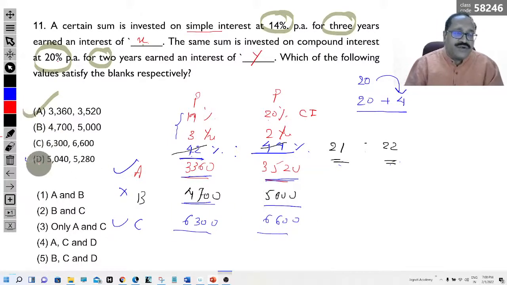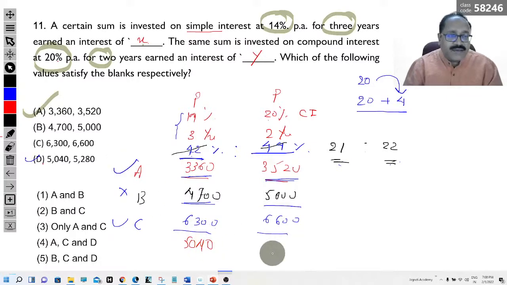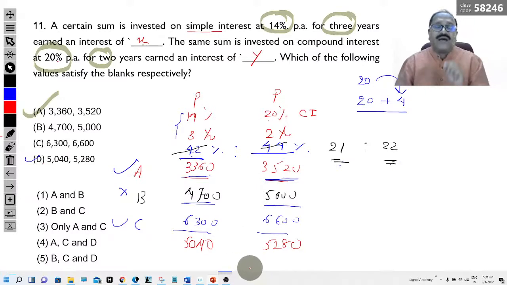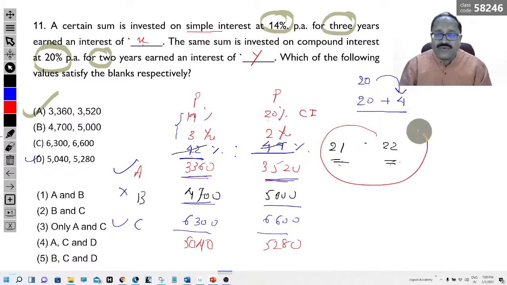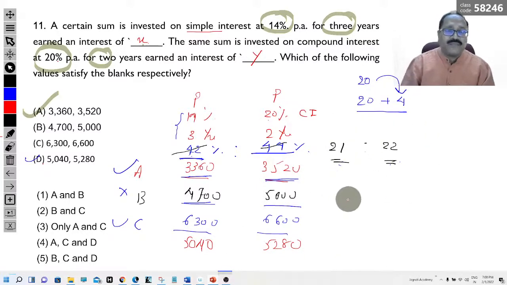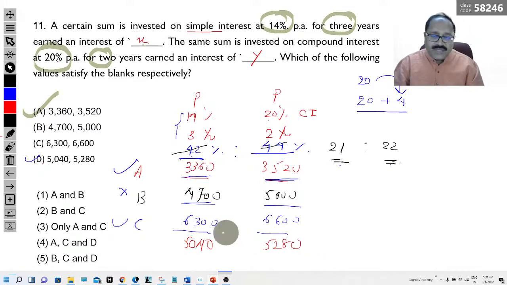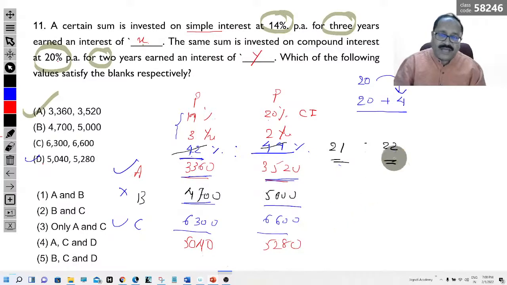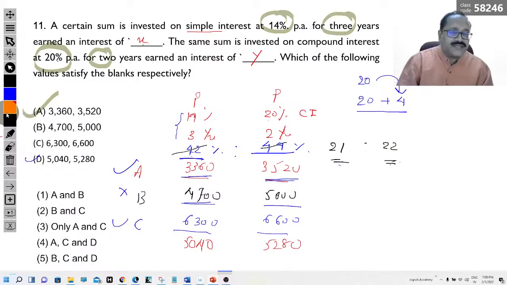Now coming to D, that is 5040 and 5280. Are these two numbers also in the ratio of 21:22? Let's check this one. The 00 will get cancelled, and I see that it is 21 times 240 and 22 times 240. Yes, that's right.